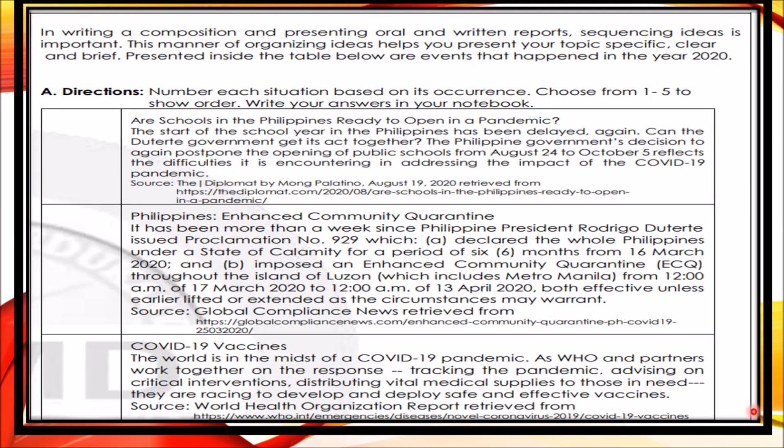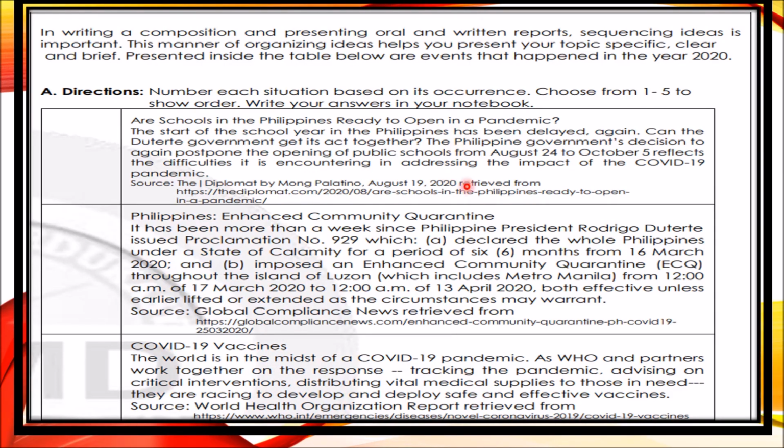And this time, in writing a composition and presenting oral and written reports, sequencing ideas is important. This manner of organizing ideas helps you present your topic specific, clear, and brief. Presented inside the table below are events that happened in the year 2020. So you have to sequence the events.